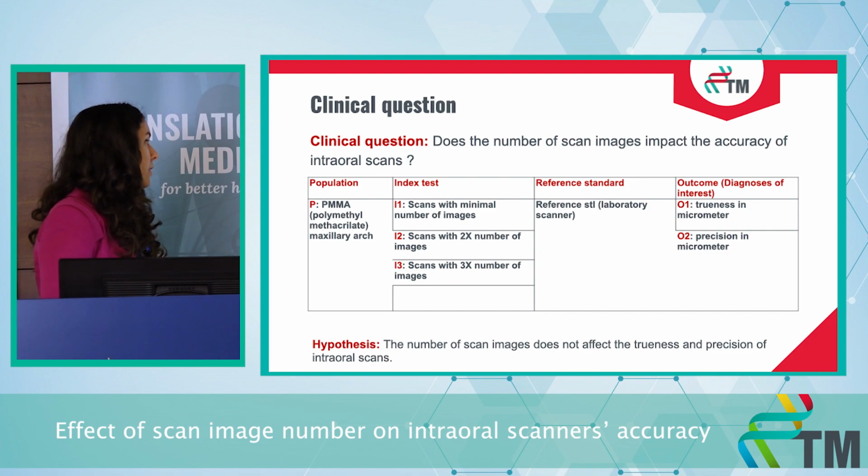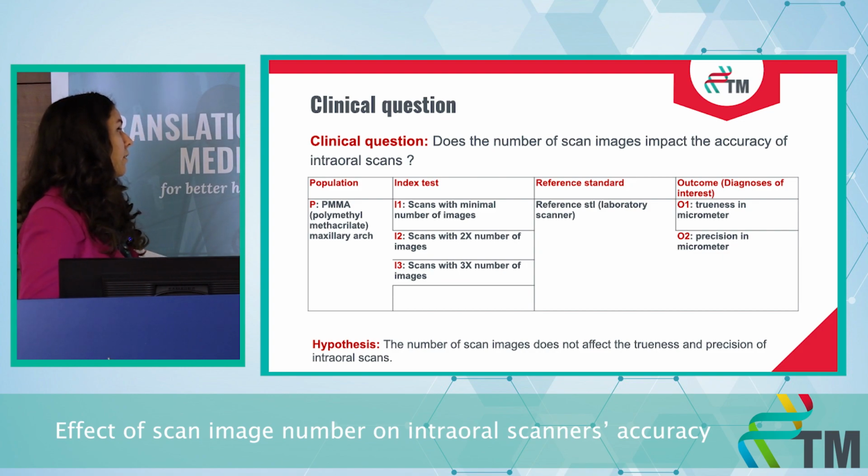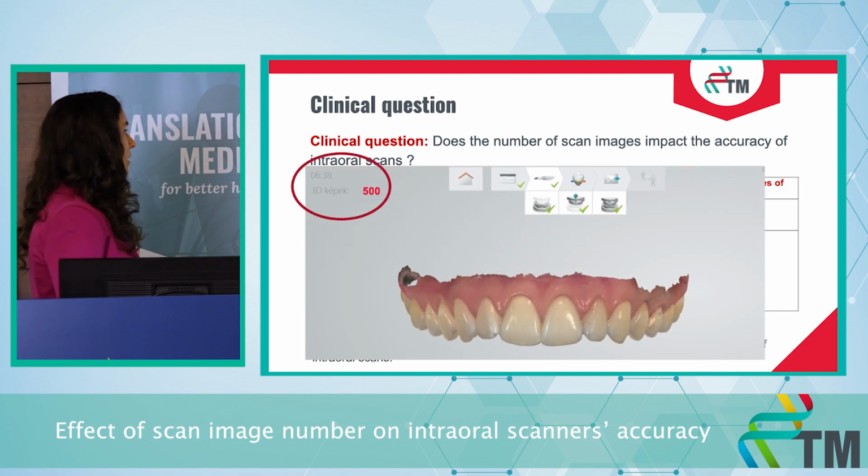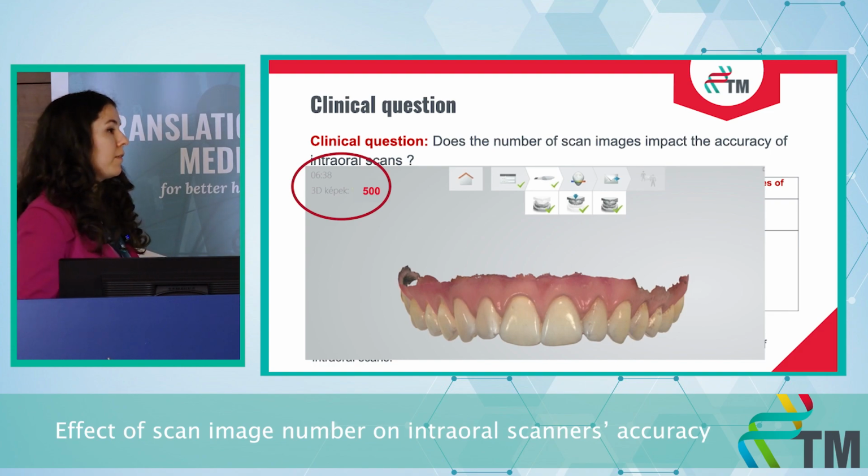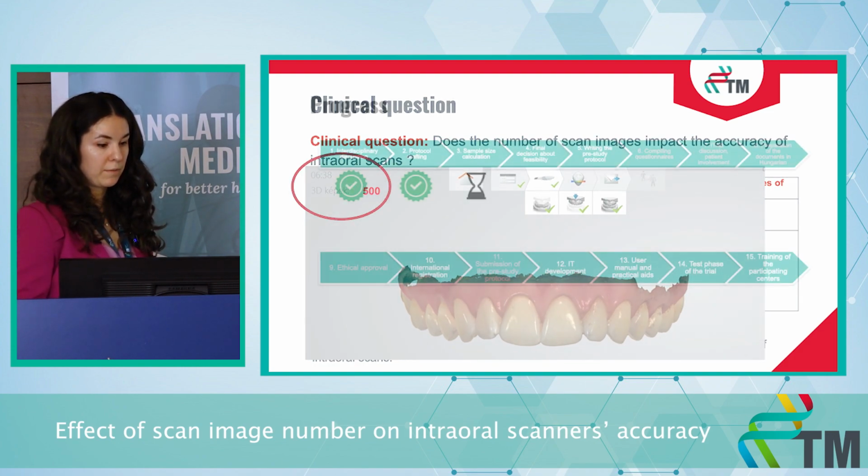And we will investigate a PMMA model and test 3 different image numbers with one scanner. As reference, we will use a reference STL file, and for outcome we will measure the trueness and precision in micrometers. And in the hypothesis, we have that the number of scan images does not affect the trueness and the precision of the intraoral scans. Here you can see how we can measure the number of images in the software.